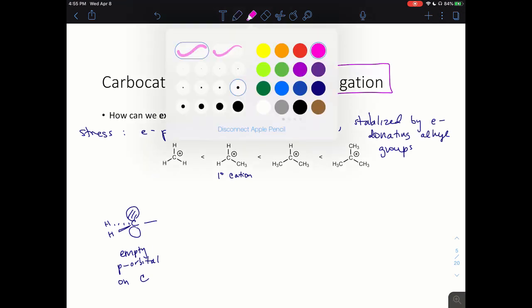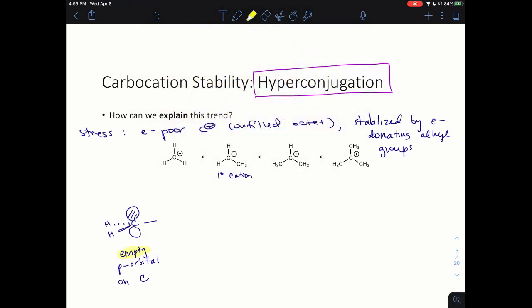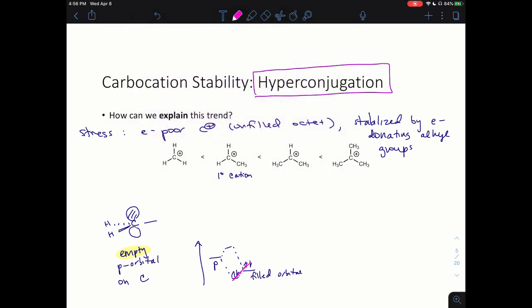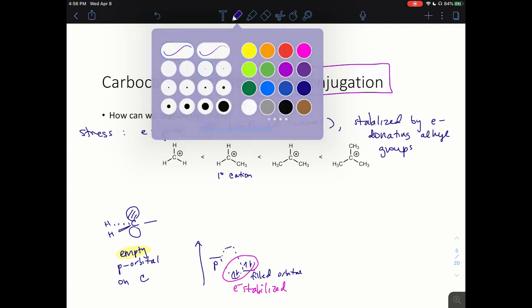We have learned that empty orbitals can overlap with filled orbitals, and that will stabilize electrons. Here's our p orbital on carbon. It's empty. If it could just overlap with some filled orbital, the electrons in that filled orbital would be stabilized, right? And not only would they be stabilized, the charge would be shared, and that's good too. So what filled orbital can they overlap with?